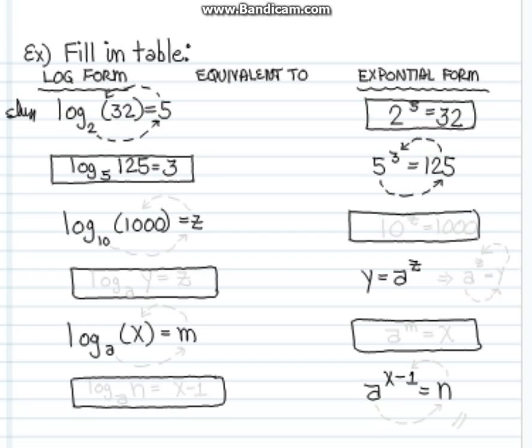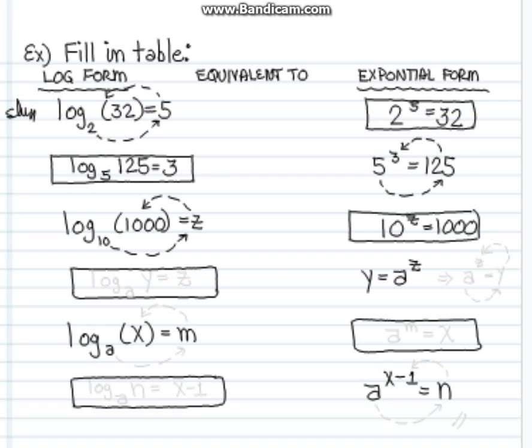Okay, let's go to the next row. We have log base 10 of the number 1000 equals the exponent z. So draw the butterfly wing from the base 10 raised to the exponent z equals the number 1000. Base 10 to the exponent z equals the number 1000.